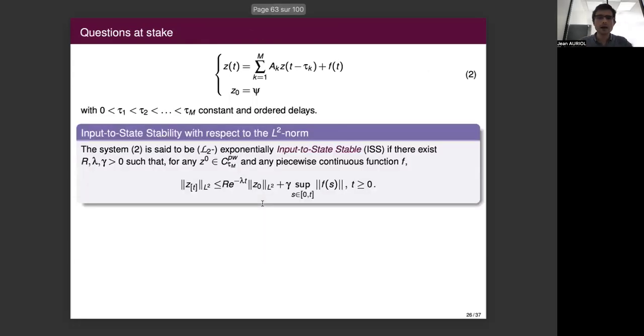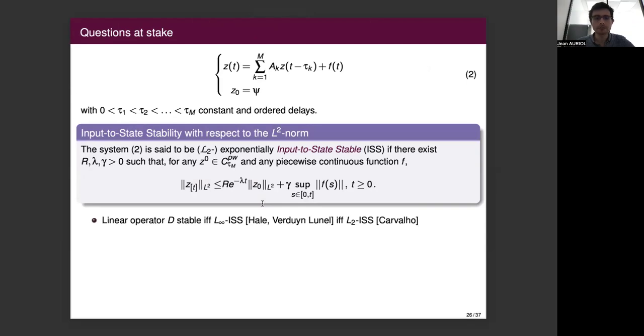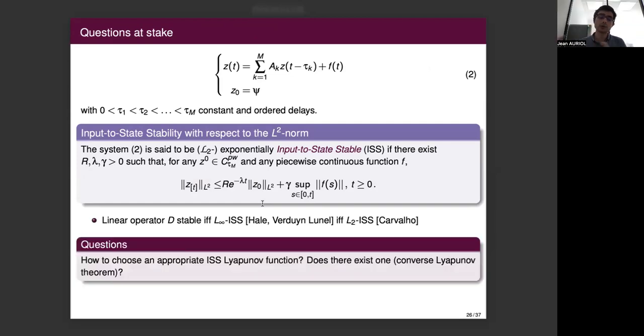Okay, so now we want to have an ISS Lyapunov functional. We know that the system is ISS stable for the piecewise continuous norm or the L2 norm. Actually, using a result of Carvalho, it does not change a lot to change the state space. And you already have this L infinity ISS or this L2 ISS. However, the question is how to choose an appropriate ISS Lyapunov function. Does there exist a converse Lyapunov theorem?